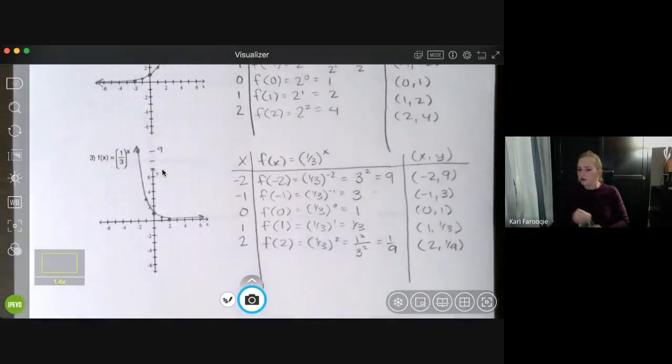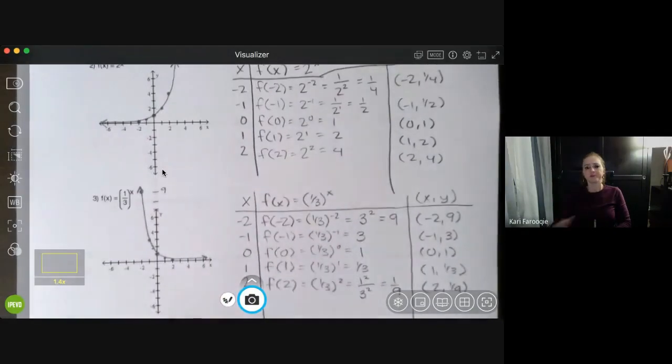All right. Does anyone have a question about this graph? Okay.